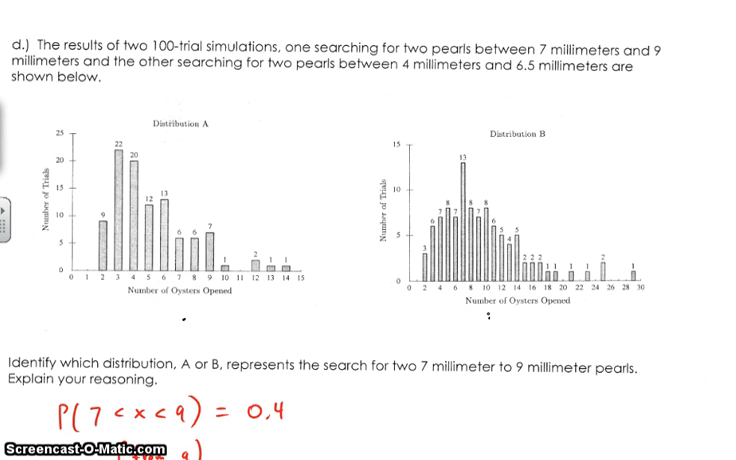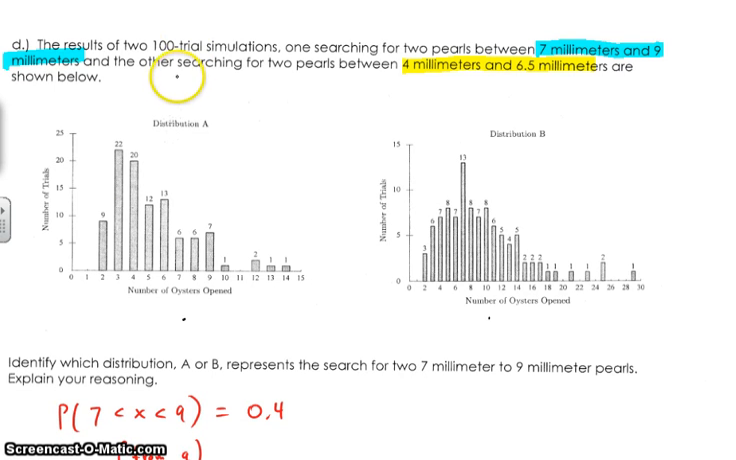Okay, one of them was the simulation where we're looking for oysters between 7 and 9 millimeters. So the scenario we just did. And the other simulation was looking for pearls between 4 and 6.5 millimeters. Okay, and so we need to figure out which one represents which, and more importantly, why.